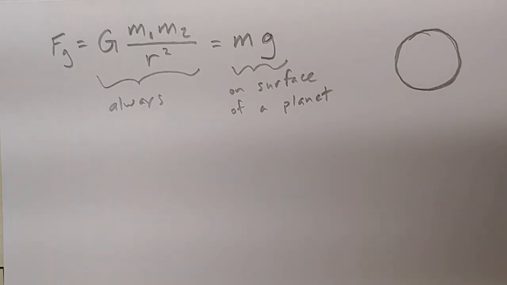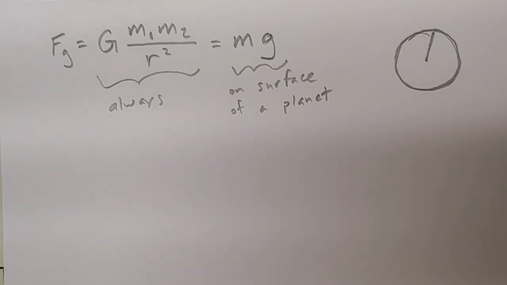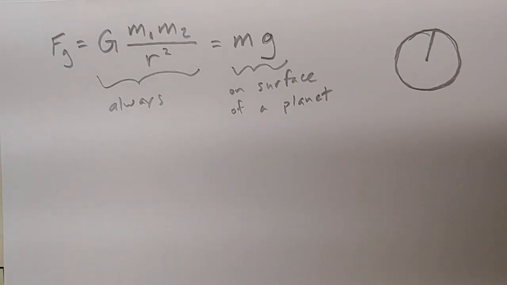And so although we think of things like mountains as being really tall and really amazing, from the perspective of our equation, which only cares about how far away we are from the center of the Earth to the center of us, it doesn't really matter if we go on top of a mountain. It's not really going to change anything because it's not even a noticeable change.